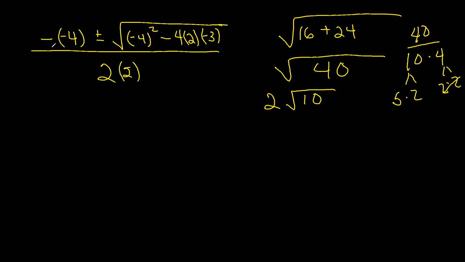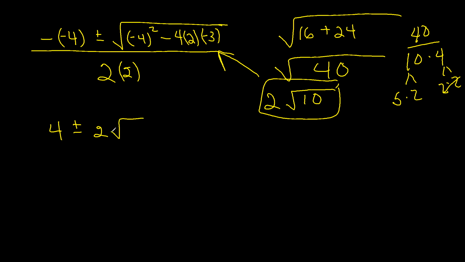So let's see what I've got here. I've got the first 4 here, negative 4. This is going to be positive 4. It'll be plus or minus this 2 root 10, which was from here. So I've got 2 root 10, and that's all divided by 4.